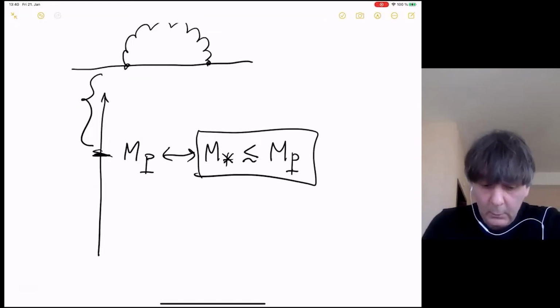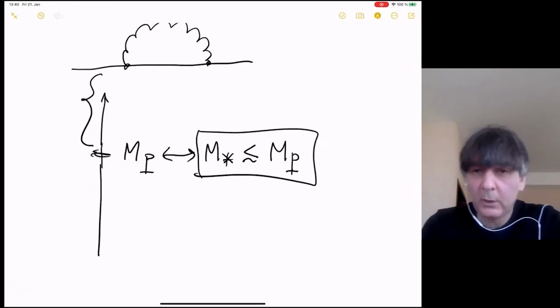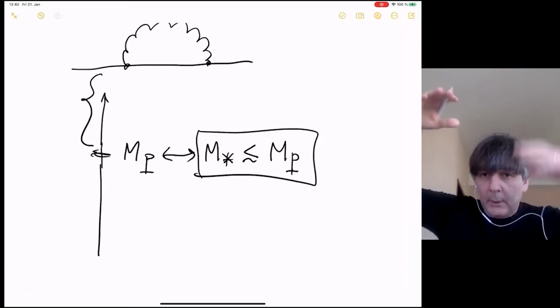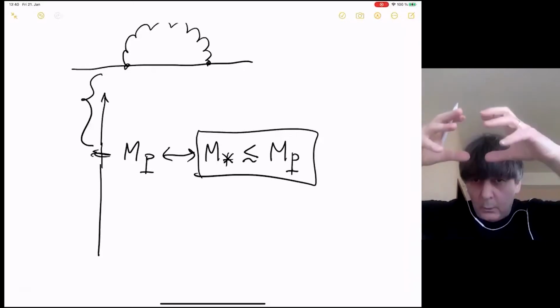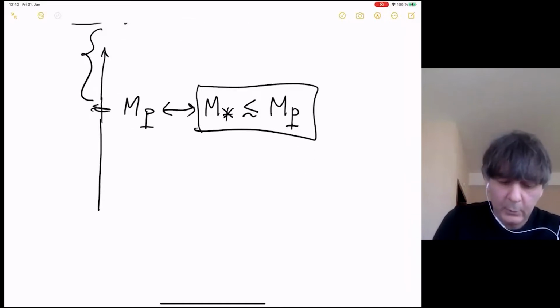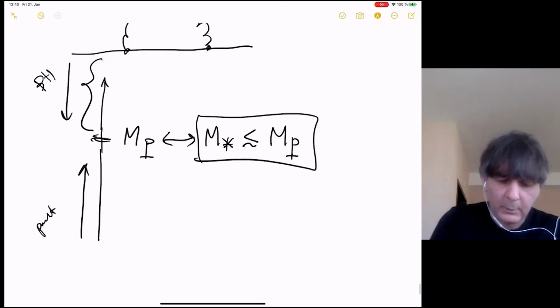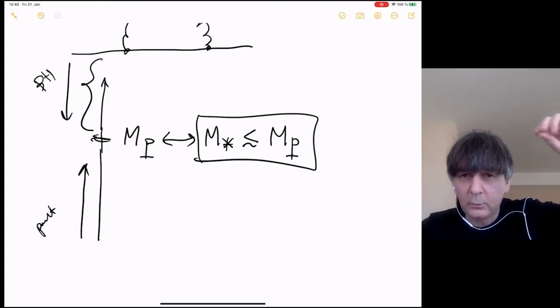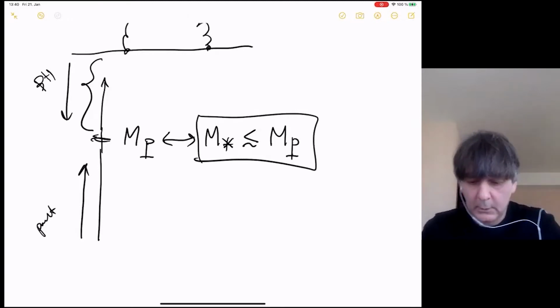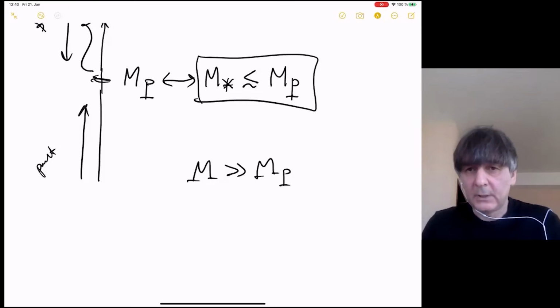Why? Because above the Planck scale we have black holes. If I approach from below, I approach from the particle domain, and if I approach from above, I approach from the black hole domain. So if I take a black hole and try to make its mass smaller and smaller, sure, I can start with a black hole of mass m much heavier than the Planck mass.